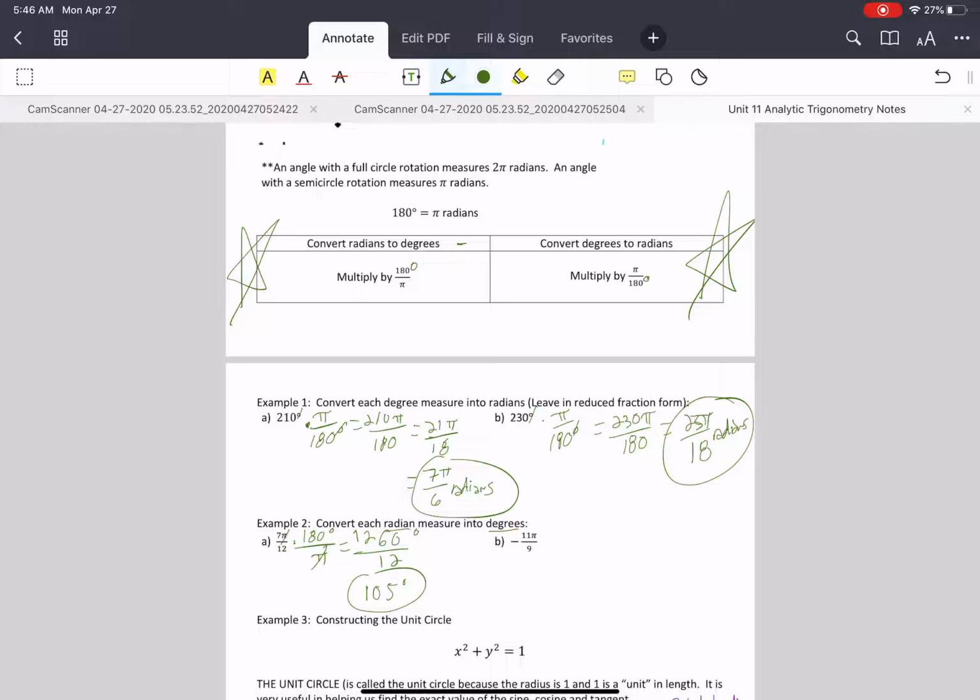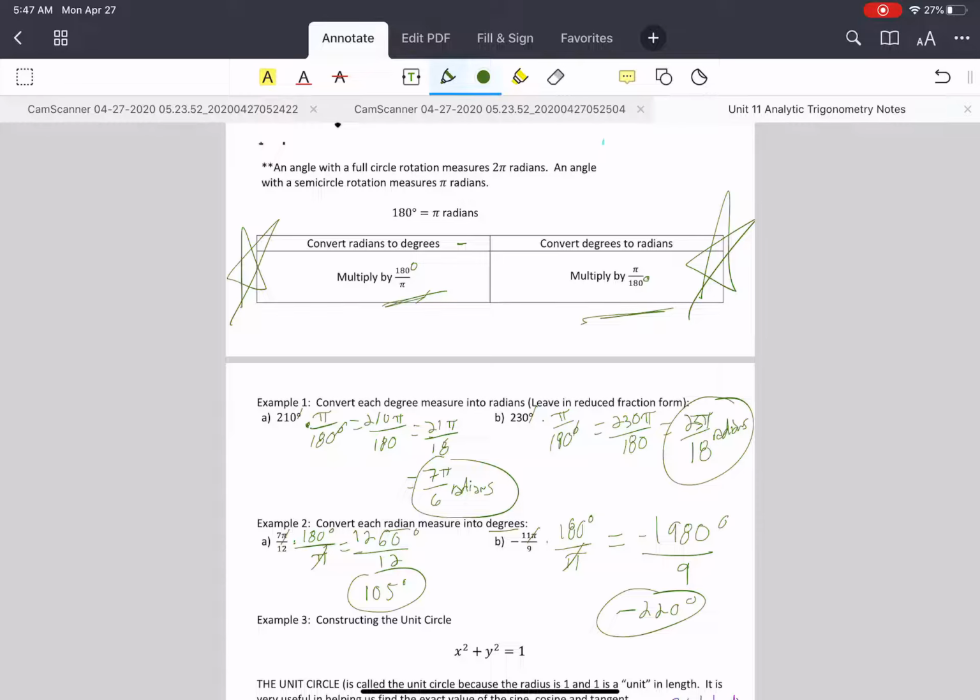And then the last one, 180 degrees divided by pi. Don't forget to add those degree signs to your conversion factors up here so you don't forget to label your answers. All right, then I'm going to go ahead and reduce, and I end up with negative 220 degrees.